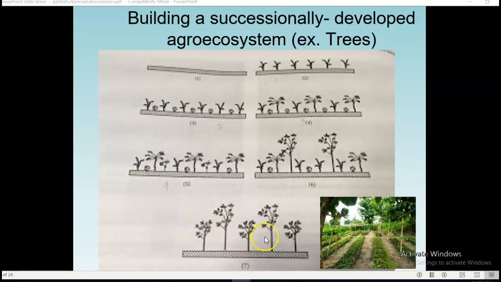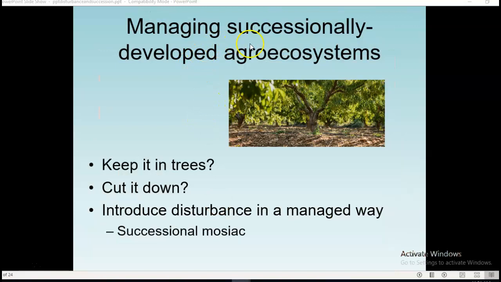So what do you want to do with a tree crop system? Do you want to keep it permanently in the system, or do you want to be able to add some annual or biennial crops back to it? So let's think about, we've developed a successionally developed system. How do we manage it? Do we keep it in trees? This is an example of an orchard in a temperate area. Do we cut it down and start over? Or think about introducing disturbance in a managed way.